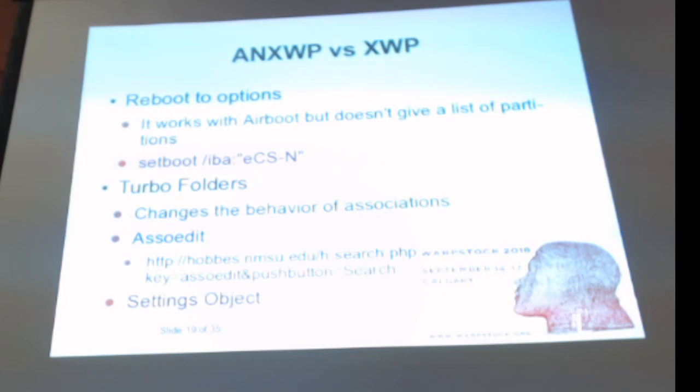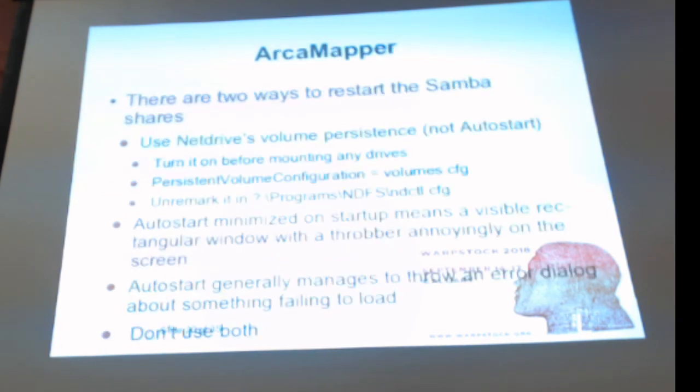Yeah. And if you are going to make the change, you probably want to get the program association edit, which you can find on Hobbes, which allows you to actually set up OS/2 associations, which for reasons that have never been clear to me, there is no clear way to do in OS/2. And then it also gives you its settings object, where you can change the settings of XWorkplace. That is not included with the light version, as it were.